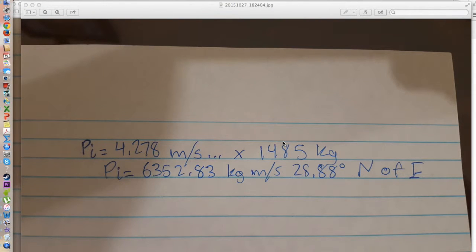All right, now we have to calculate momentum. The formula for momentum is mass times velocity. So we already calculated our velocity, which was 4.278 meters per second, and then the angle. And then the mass, which was given to us, was 1,485 kilograms. And when you multiply them, you get, for the momentum, 6,352.83 kilograms meters per second, 28.88 degrees north of east.